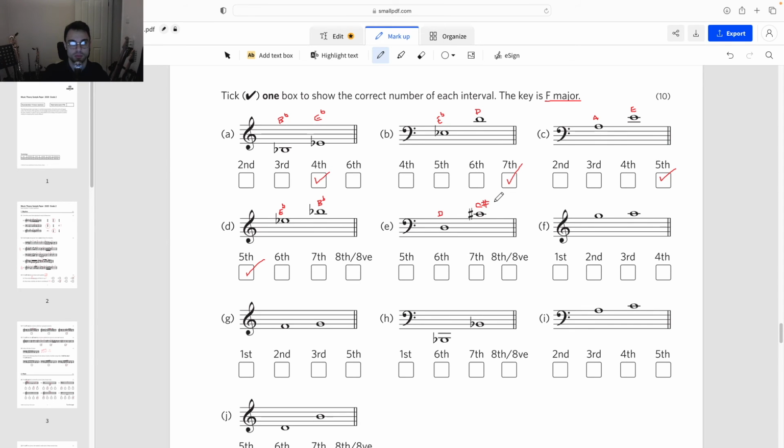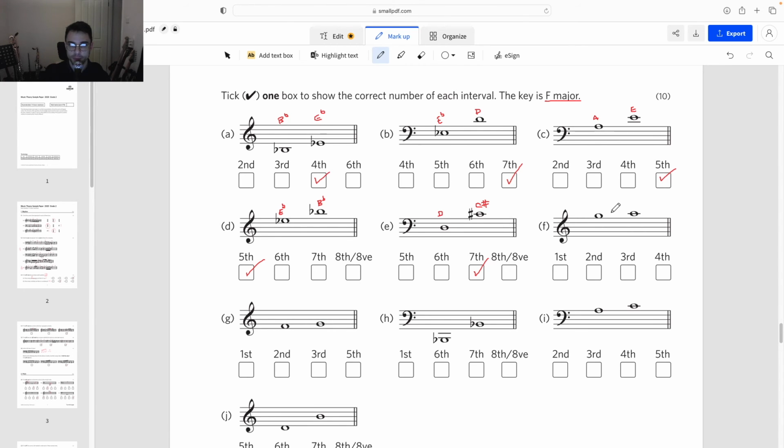C sharp. Right. What is that? D, E, F, G, A, B, C sharp. 1, 2, 3, 4, 5, 6, 7th. So if that was a D major scale, that would be a 7th.